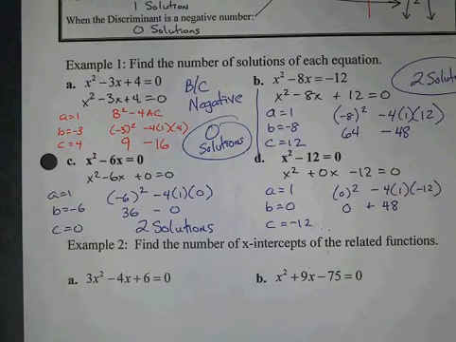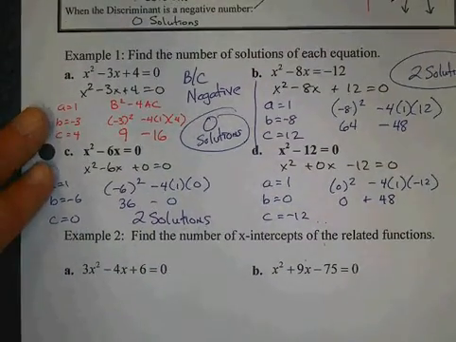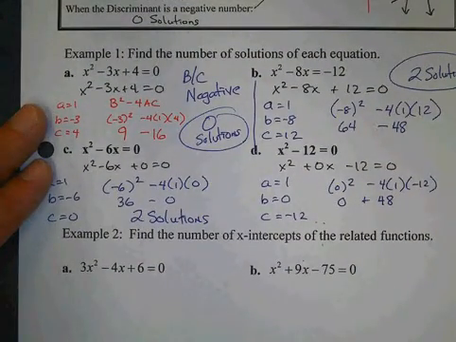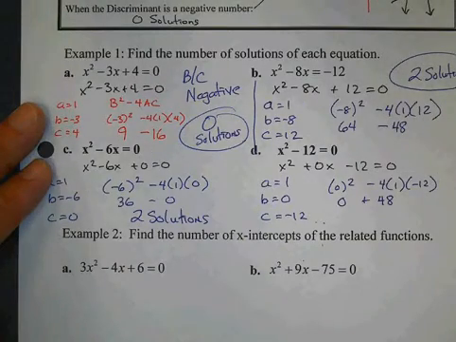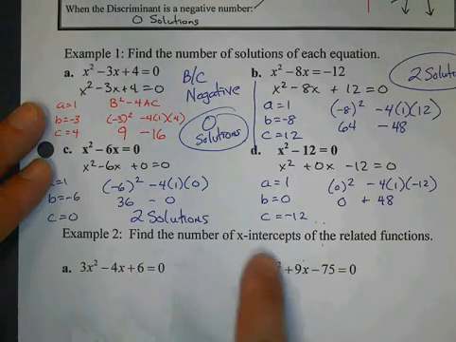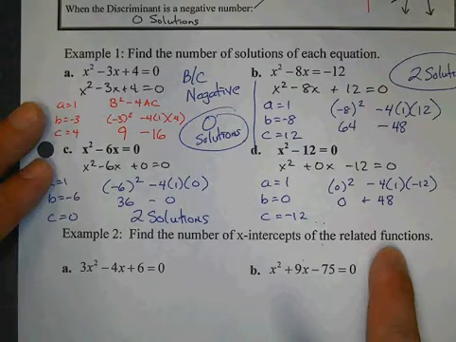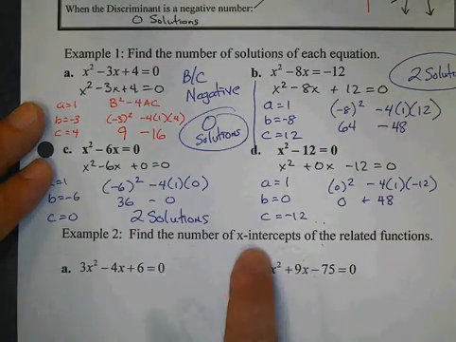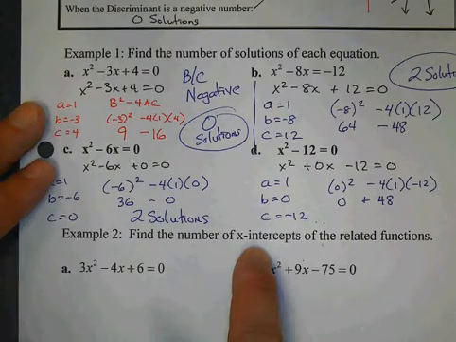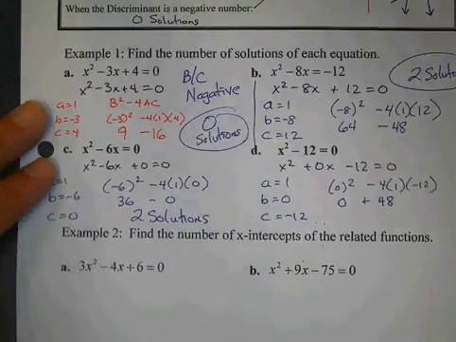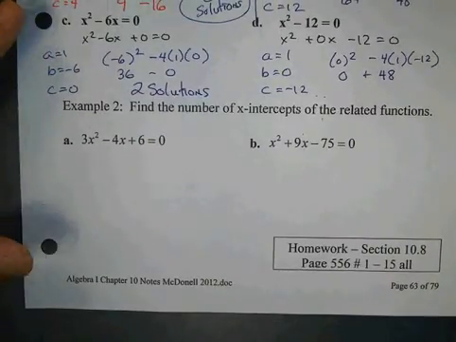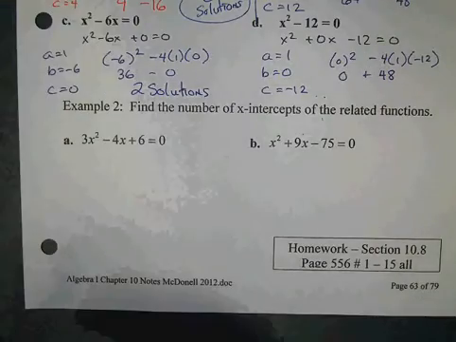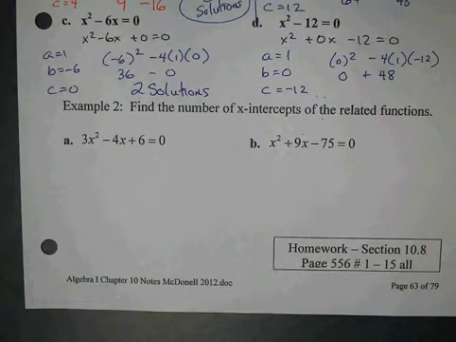All right, let's look at the bottom. Find the number of x-intercepts of the related functions. Let me put this in English. Find the number of solutions for the parabola. So you just learned that x-intercepts is the same word as solution. So if they ask you, Kyle, for x-intercepts, they're just asking you for the same thing. They're trying to help you understand that there's different words that mean answer. You can say x equals, you can say solution, you can say x-intercept, any of those work.